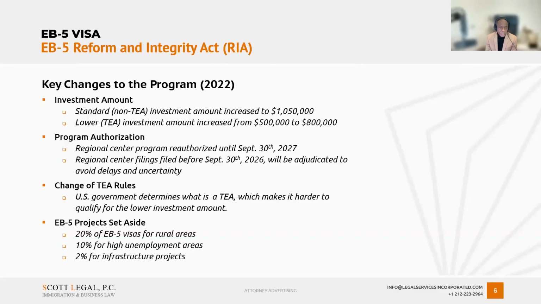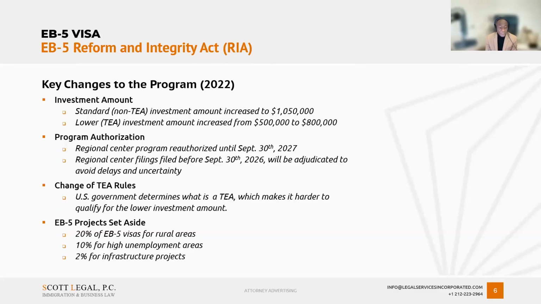On the higher end, it only increased 50,000. It used to be a million. Now, this is a very, very important change that's happening this year. The regional center program does have to be reauthorized, and it has to be reauthorized periodically. So the next time that it requires reauthorization is going to be September 30th, 2027.